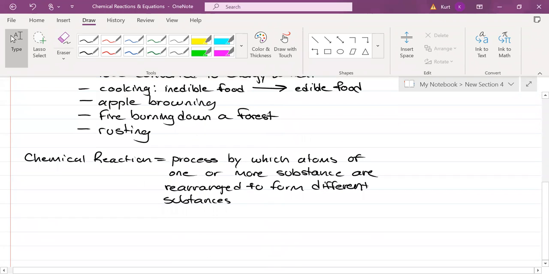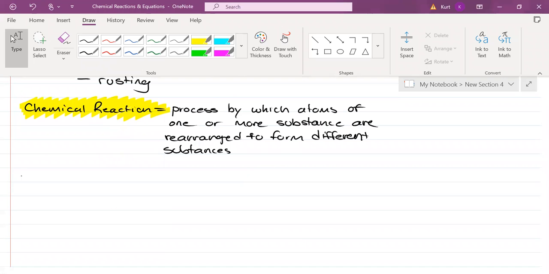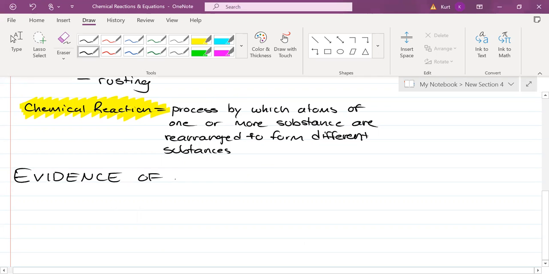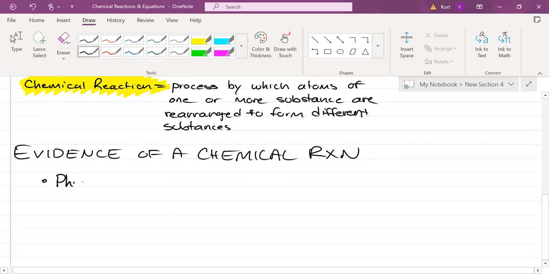Okay, any questions so far on what a chemical reaction is? So let's go to evidence that a chemical reaction has actually occurred. Well, first off, you can observe physical changes. One could be a temperature change. Anybody ever use those icy hot packs? That's a chemical reaction.